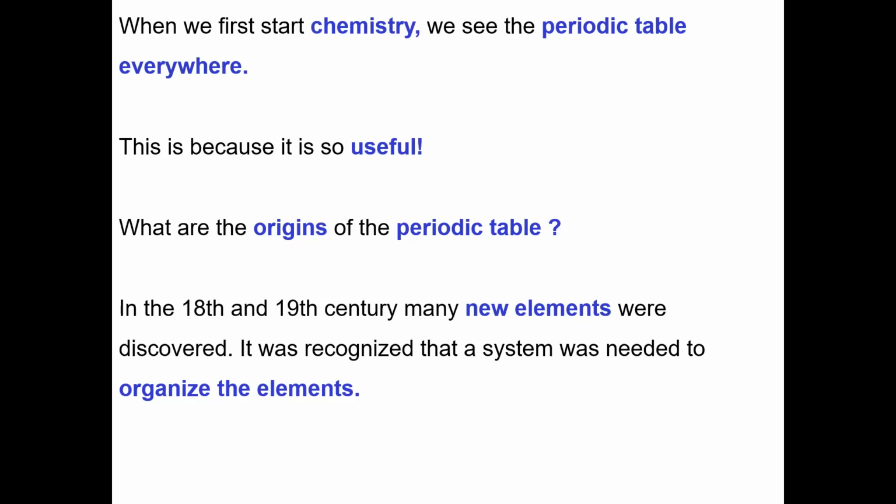Well, the story begins in the 18th and 19th century, that is the 17 and 1800s, when many new elements had been discovered. And it was recognized pretty quickly once we got to around 50, 60 elements that simply memorizing the properties of all of the elements was becoming an overwhelming task, and we needed a way of organizing the elements that made it easier to understand the variations in their properties.